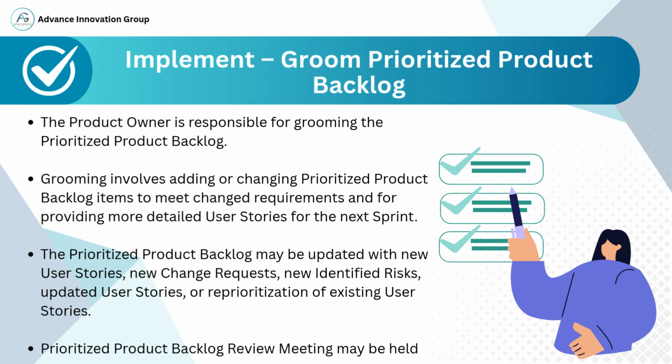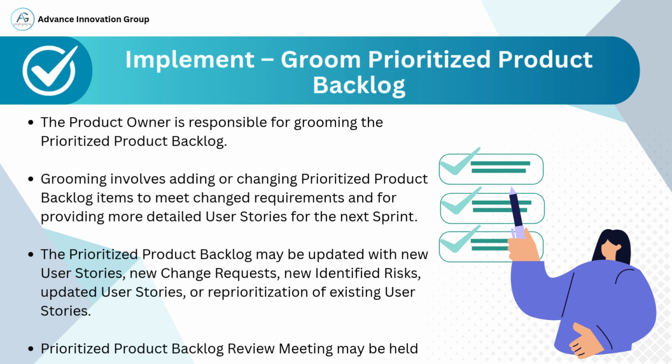This involves several actions. Adding new items such as user stories that have been identified based on stakeholder feedback or evolving business needs. Changing existing items to reflect updated requirements or corrections. Providing more detail to existing user stories so that the development team has enough clarity for the upcoming sprint. The goal of grooming is to ensure that the backlog is always in a ready state for sprint planning. Without proper grooming, the team may face delays or confusion during sprint execution.